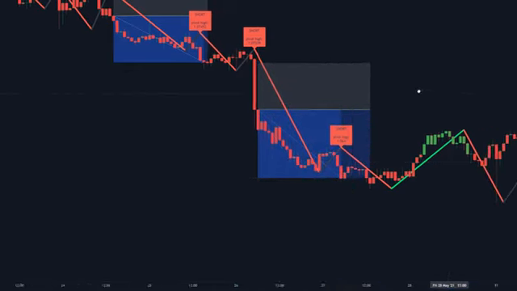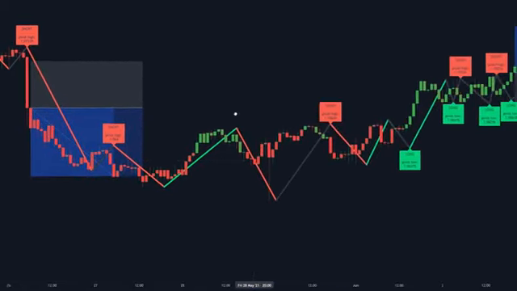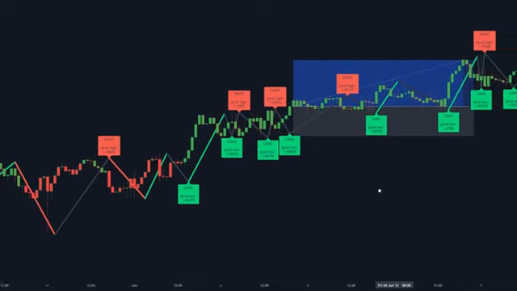Now, this strategy is good for now, but in order to make it so much better, we're gonna need to add one more tool to the chart.